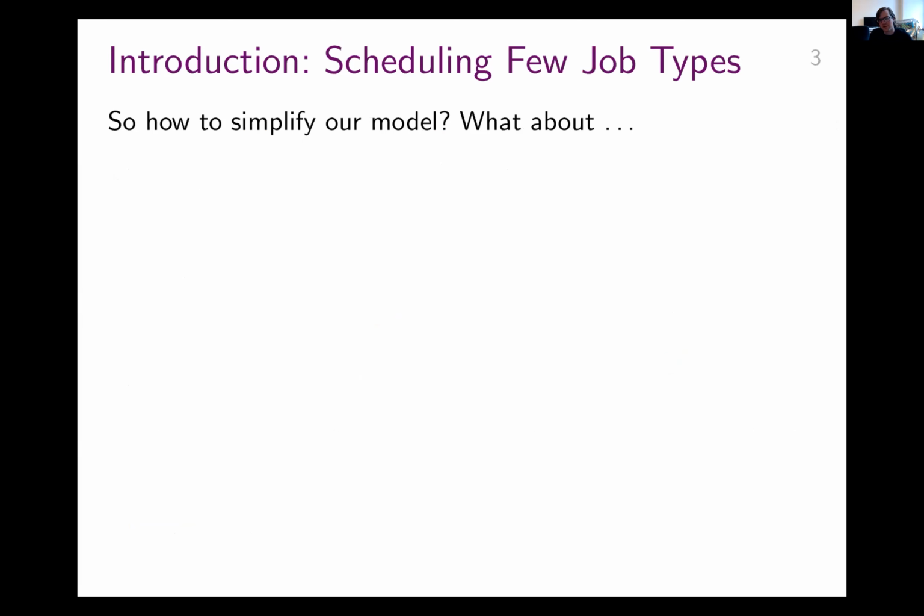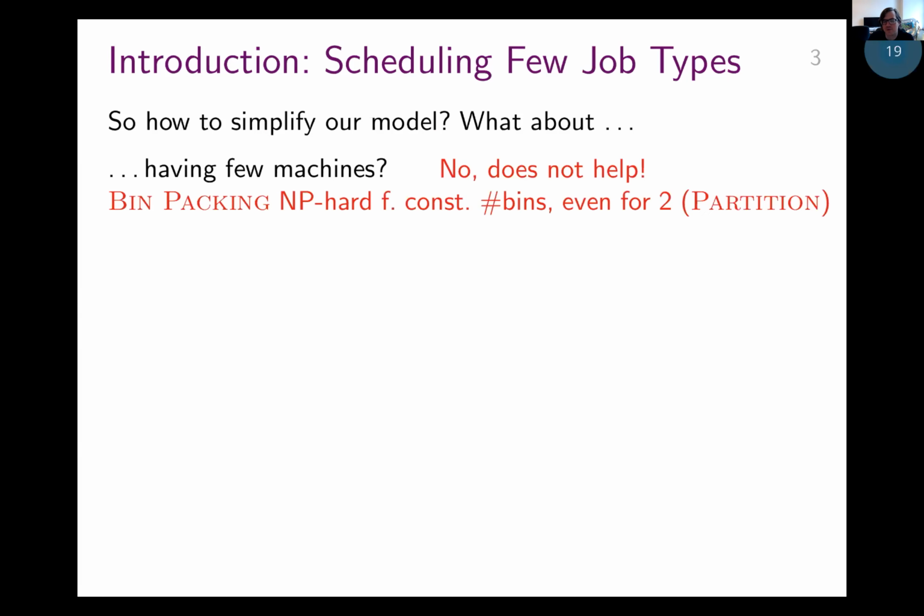So the question we are asking ourselves is, how could we restrict or simplify the model so that things become easy? How much can we restrict the model so that things still remain hard? So one idea is, what if we only have few machines? This doesn't help, pretty obviously, because bin packing with 2 bins is just partition, which is still NP-hard. So PCmax, even with 2 machines, is still NP-hard.